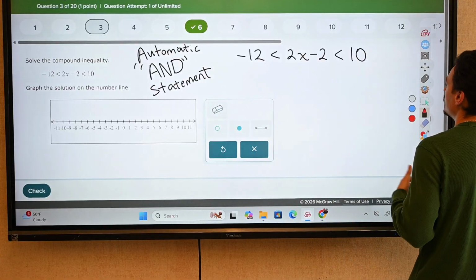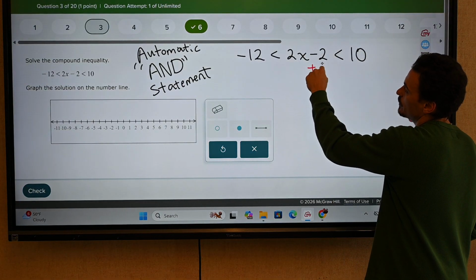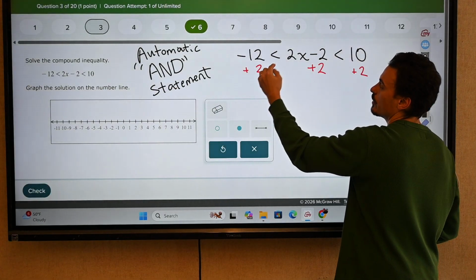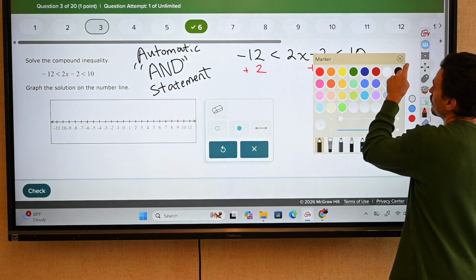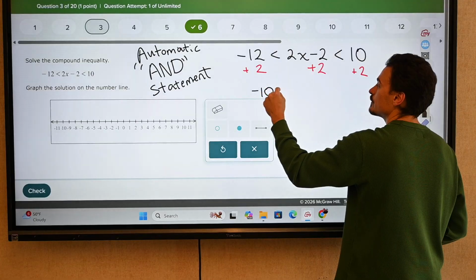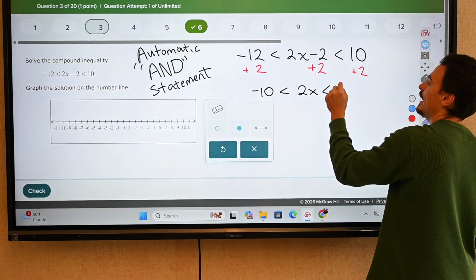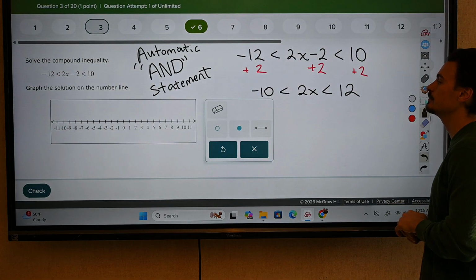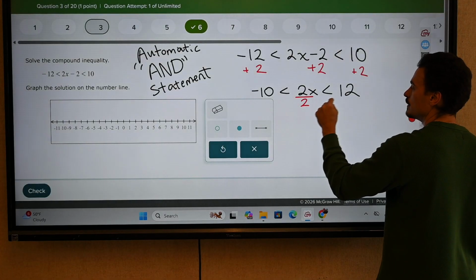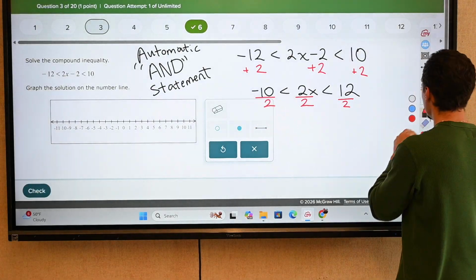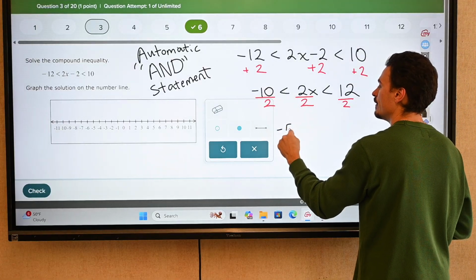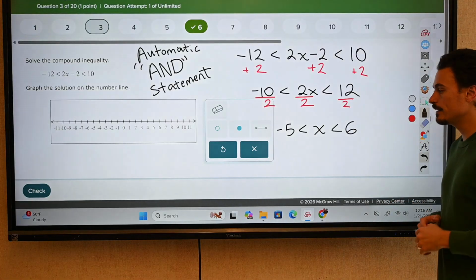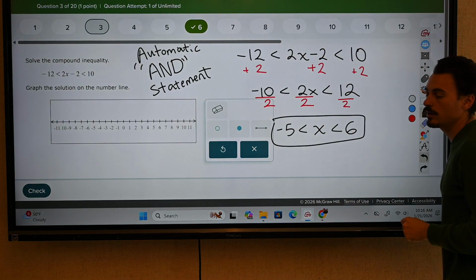All right, so how do we solve? I am going to go through this one. To solve for x, you would add 2. So if you do something on one side, you have to do it on the other. So you're going to do it to all 3 sections. This will get you negative 10 is less than 2x is less than 12. Then you would divide by 2 everywhere. That'd get you negative 5 is less than x is also less than 6. Okay, so this right here would be our final answer.